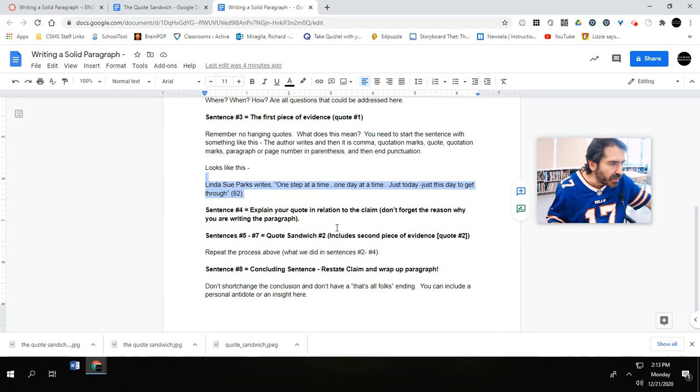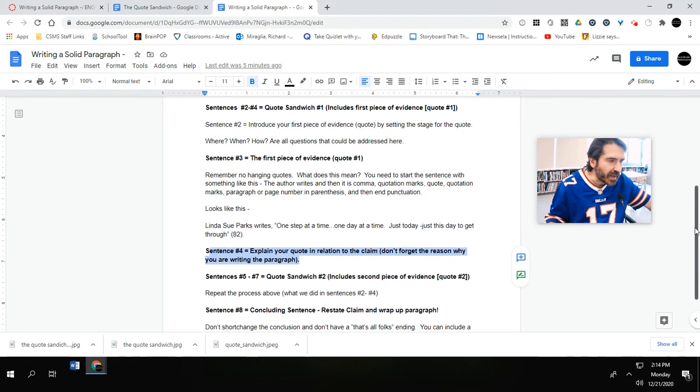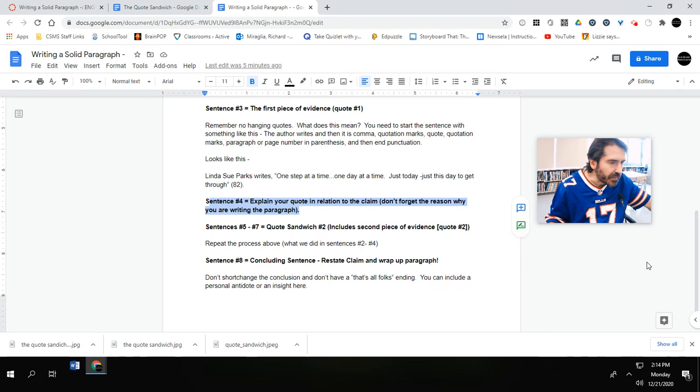Sentence 4, you're going to explain your quote in relation to the claim. Don't forget why you're writing the paragraph. You're writing the paragraph to answer the question, so you need to make sure your quote answers the question. This quote shows, but you have to explain it. You just can't say something like, this quote shows that your claim is true. You have to explain and show how it's true. You need to make an inference. Think back to the charts that we did that had quotes and inferences.